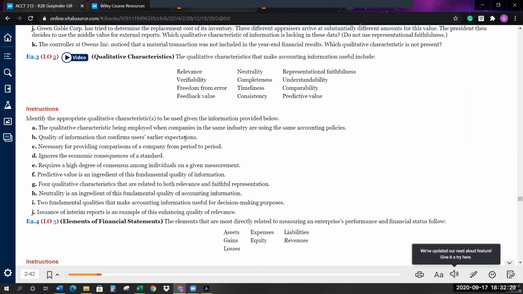Next one, necessary for providing comparison of a company from period to period. This is where we talk about consistency. Sometimes with these ones, you could argue whether that is consistency or comparability, but in this case, yes, it is consistency.